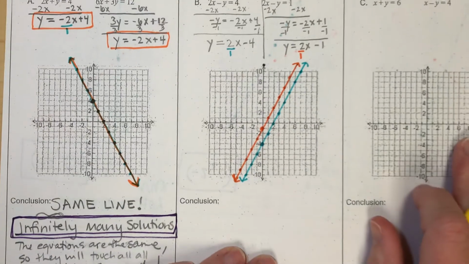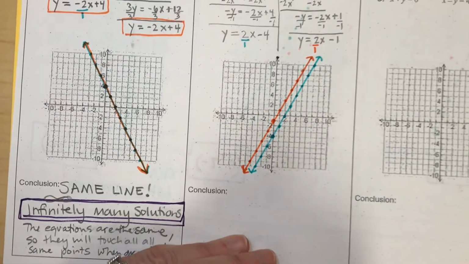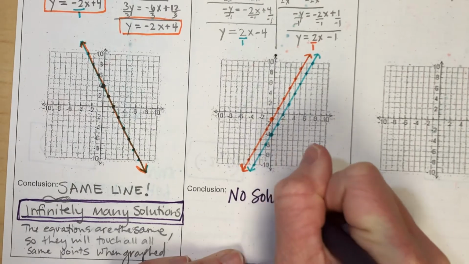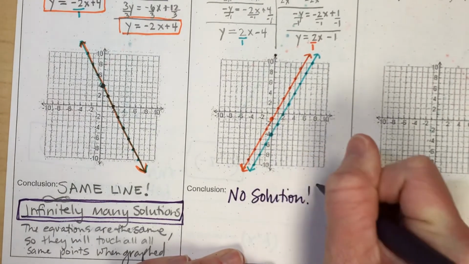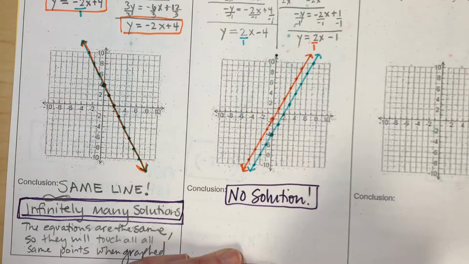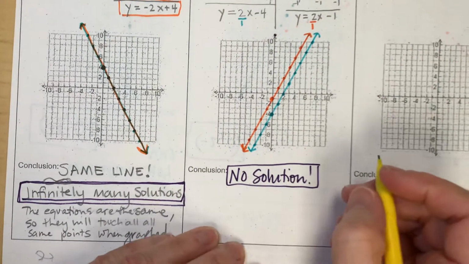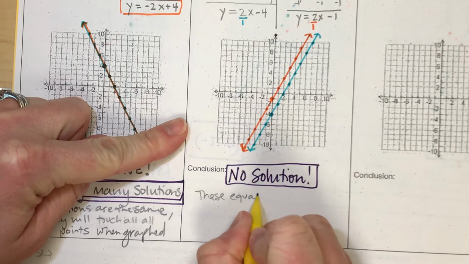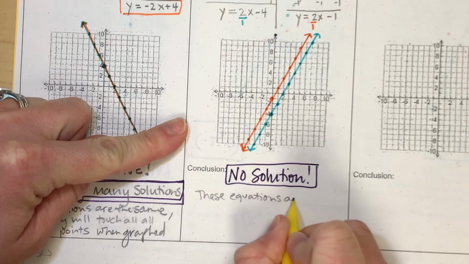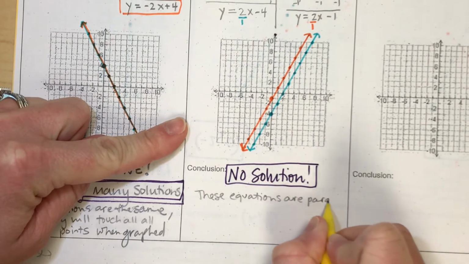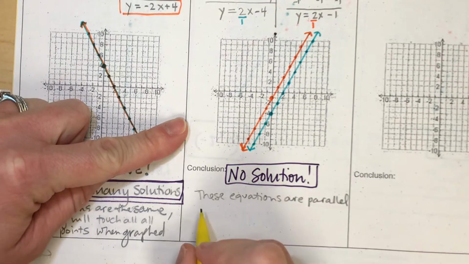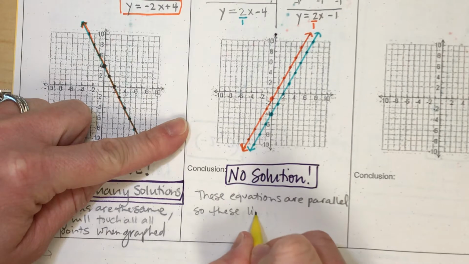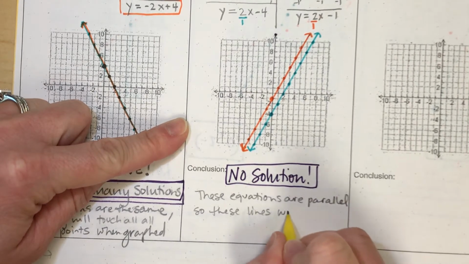So this is my conclusion. There is no solution here. And I'll just explain again why I said that. These equations are parallel. So these lines will never touch.